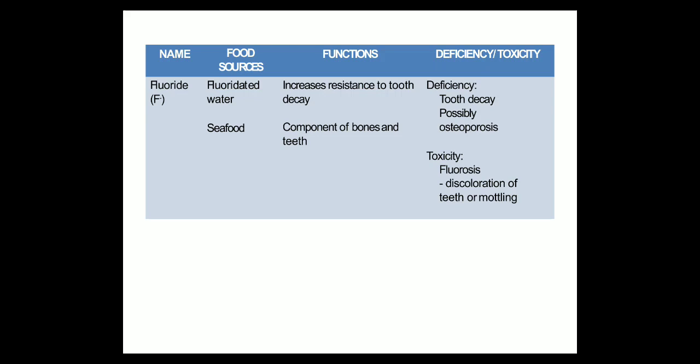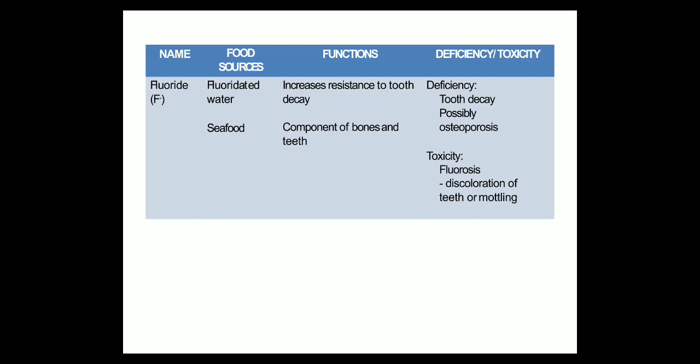Next trace element, fluoride, abbreviated as F minus. The food sources from which we get the fluoride are fluoridated water and seafood. Functions: increases resistance to decay, and second, component of bones and teeth. Next, we'll see deficiency or toxicity disorders. Deficiency leads to decay or possibly osteoporosis.